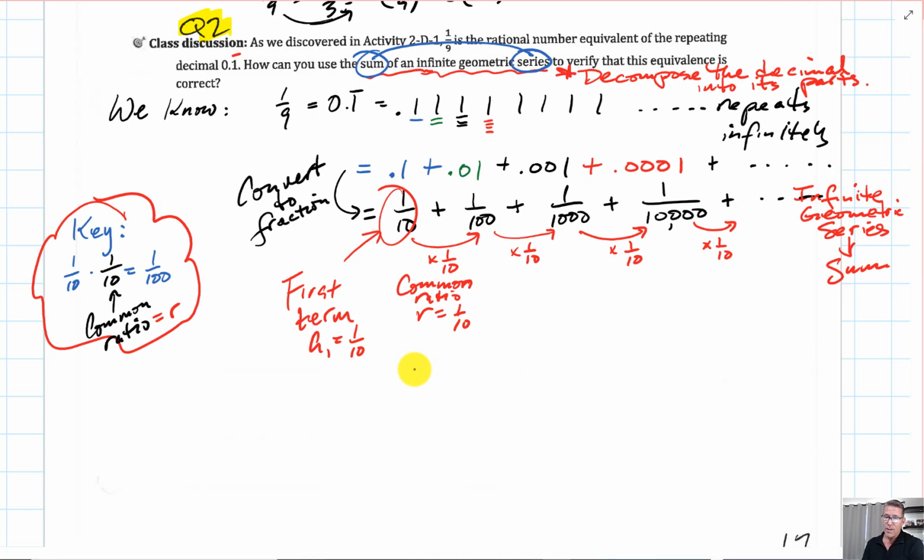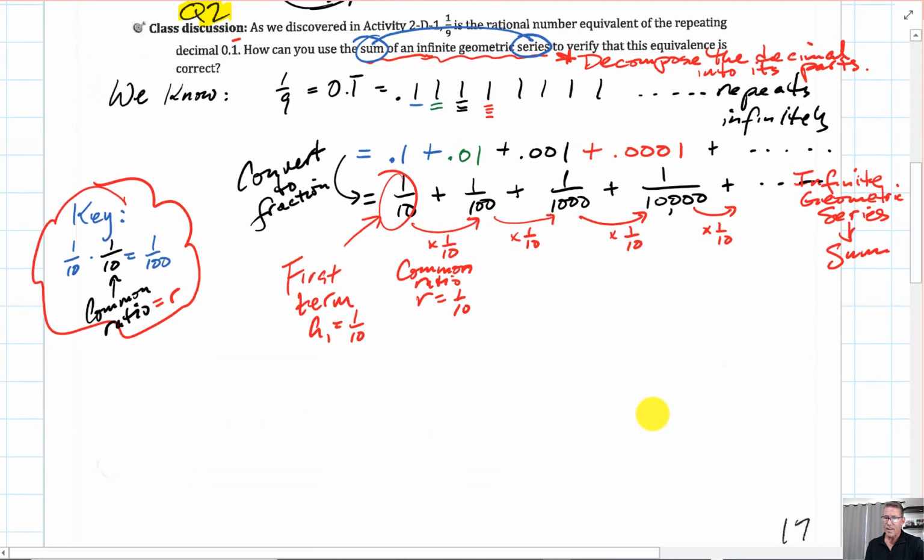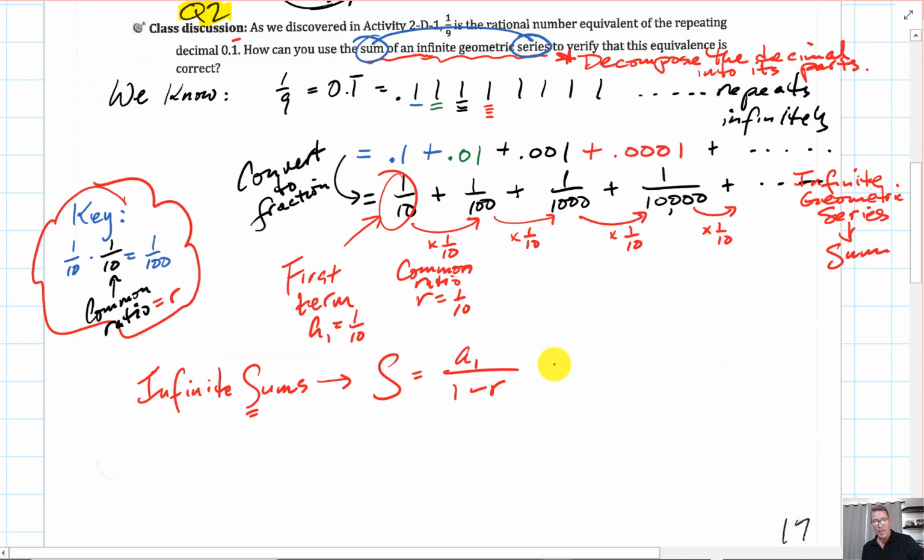Now all you need to know from back in Algebra 2 is how to calculate an infinite sum. So this deals with infinite sums now, so infinite sums only, not finite. We use capital S for sum, and that's going to be equal to A sub 1 divided by 1 minus R. This is how to calculate an infinite sum. And believe it or not, even though there's an infinite number of terms in the series, it only depends on your first term and the common ratio. So remember, A sub 1 is the first term, R is the common ratio.